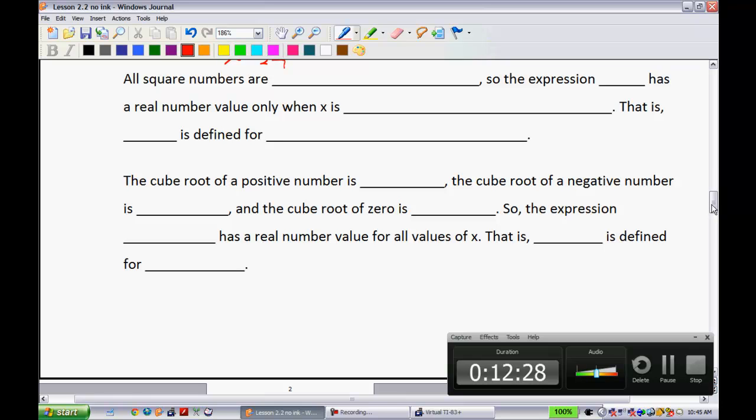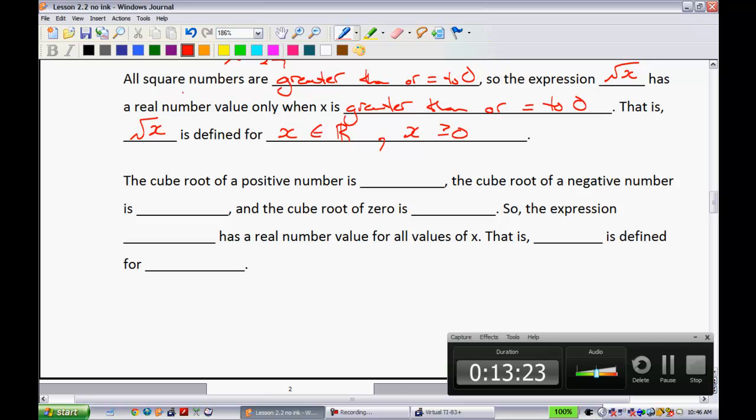Okay, moving on. All square numbers are greater than or equal to 0. So what we know is that the expression, the square root of x, has a real number value only when x is greater than or equal to 0. That is, the square root of x is defined for x is a member of the reals and x is greater than or equal to 0. Alright, so we're going to use this rule to help us in a second.